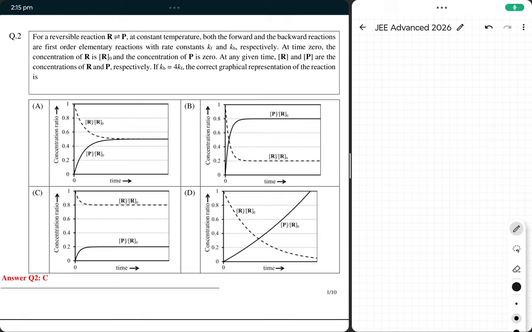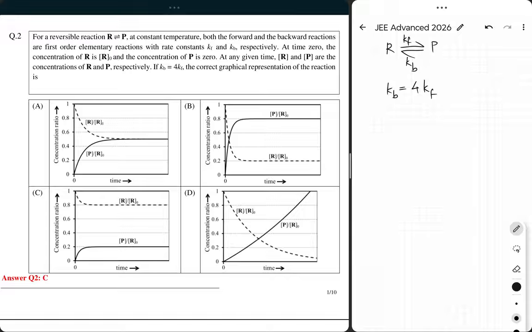So the reaction is reversible, R giving P, P giving R. And the rate constants for the forward reaction is Kf, backward reaction is Kb. At time 0 we start with only R, and after some time at the end we have some concentration of R and P such that the rate constant Kb is 4 times that of Kf.